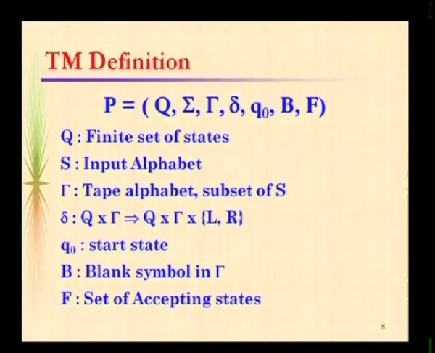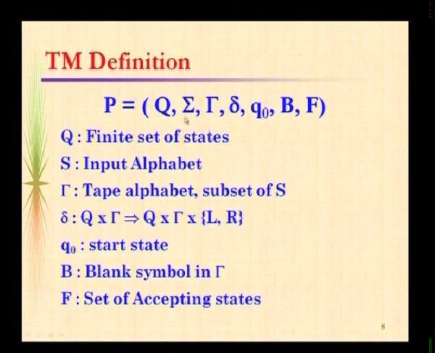So, we will be having a Turing machine, a device very similar to the finite automaton. Here also we have the component called Q, which is the finite set of states. It should always be a non-empty finite set of states. And then here we have two different alphabets.